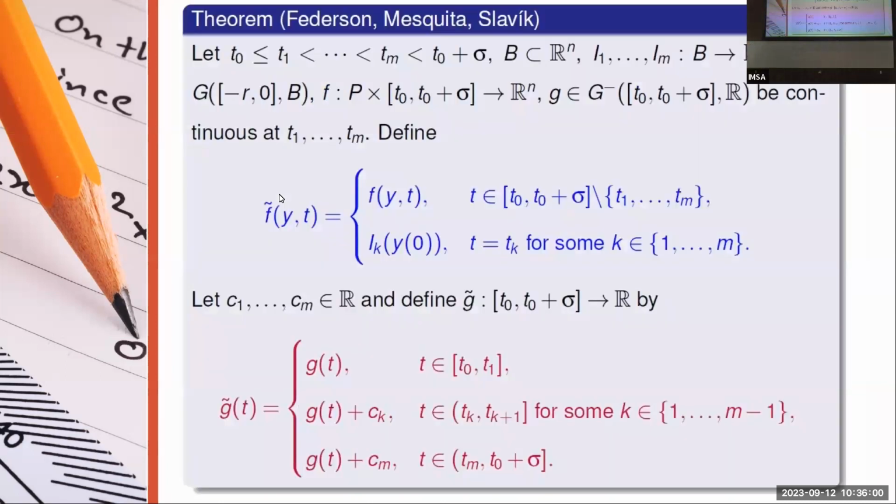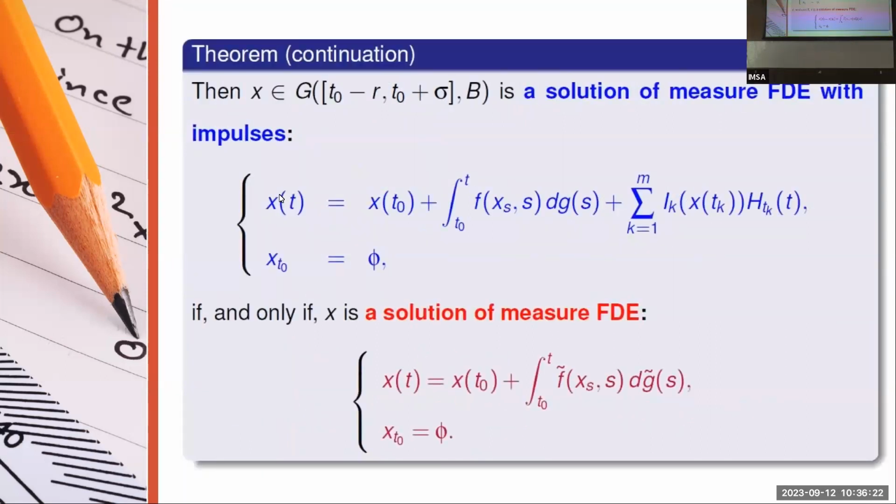So using that, we have a relation between both. So here, if you define f tilde equal to f in all the intervals except at the moments of impulses, and equal to the operators of impulses at the moments of impulses, and if you define g tilde equal to g except for a constant, what we have is a relation between these equations with impulses and this other one without impulses. So we have an equivalence between them. And since this last one can be related with a generalized ODE, we can also relate this other one with a generalized ODE. So we can have a relation between equations with impulses and generalized ODEs as well.